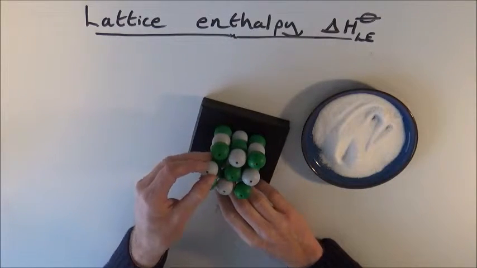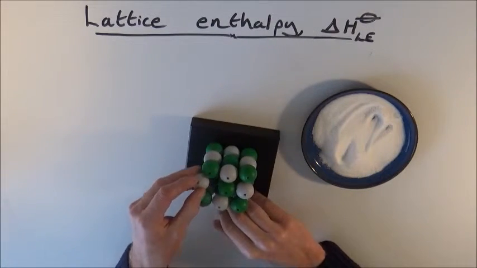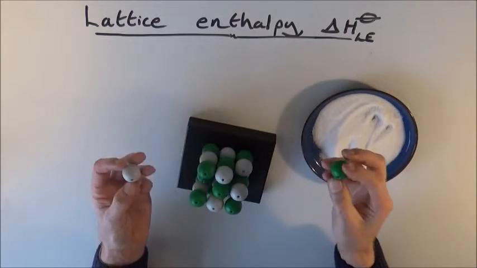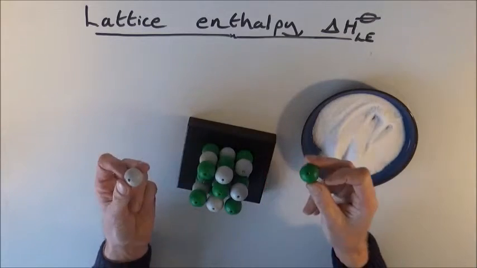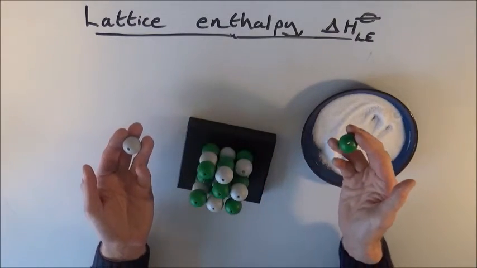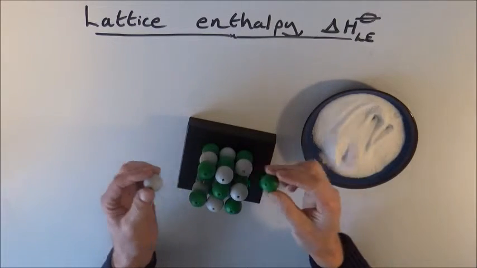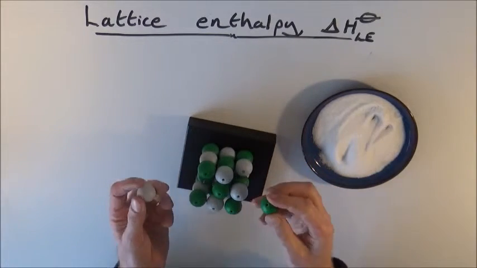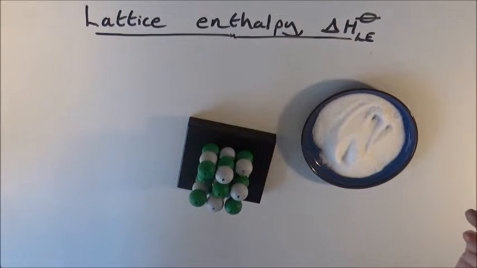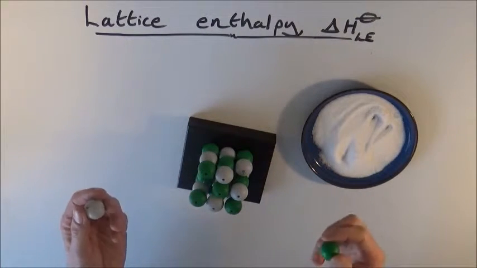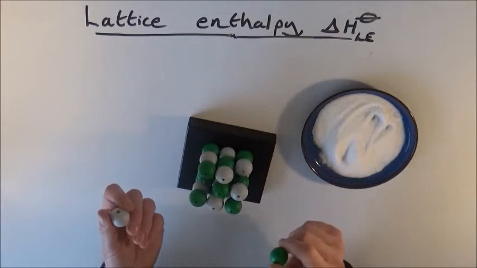Now, again, thinking about how much energy I need to break apart this lattice into the individual ions, how far apart do I have to get these ions to say that I've separated them? If I get them just to here, they're still going to be attracted to the lattice. So when we say into the gaseous state, that means that the ions are so far apart that they're essentially not interacting, they're not feeling an attractive force from each other.